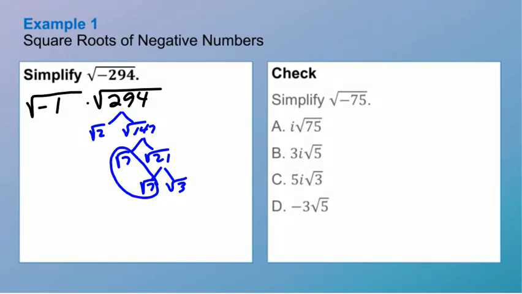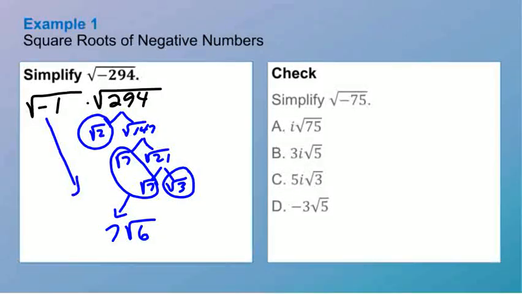So this is the long way. The square root of 7 times the square root of 7 is the square root of 49. The square root of 49 is 7. So this will equal 7. And then I have the square root of 2 times the square root of 3, which is the square root of 6. The square root of -1 can also be represented as i. So my final answer would be 7i square root of 6.